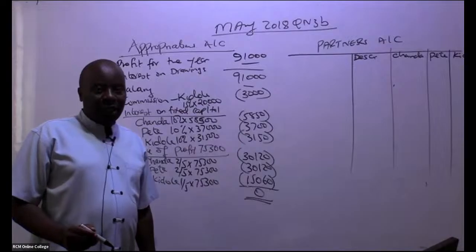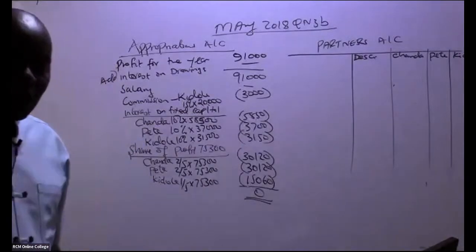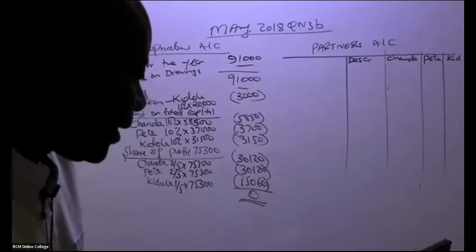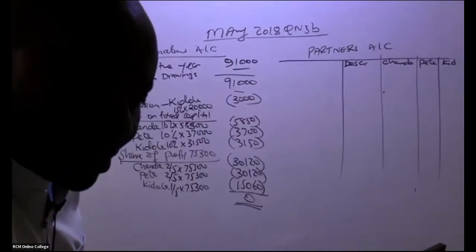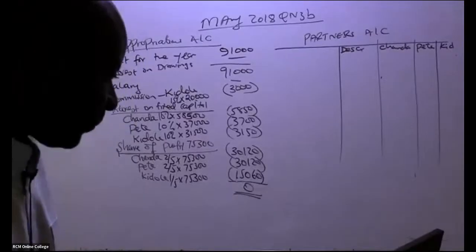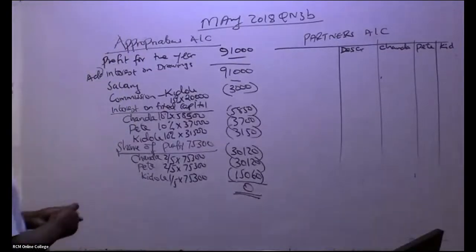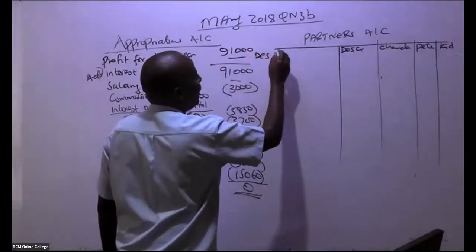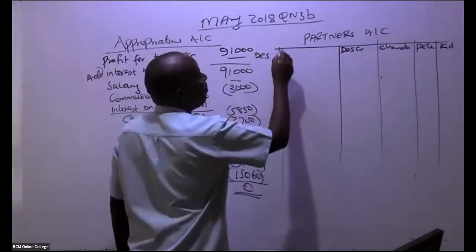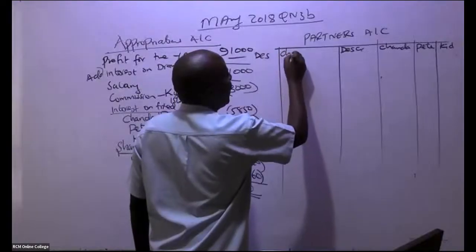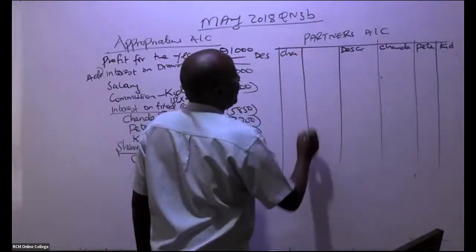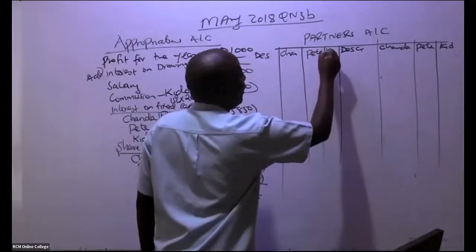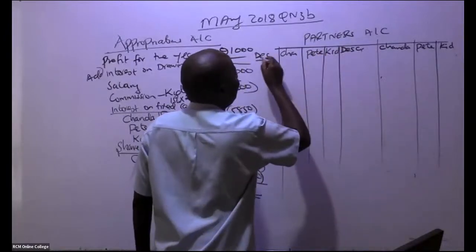I'll change the camera a little bit just to capture the other side. Yeah, that's very good. And then of course we have this other side as well. Just for lack of space, I'll write a description. Then we have our partners here: Chanda, Pete, and Kidole, like that.